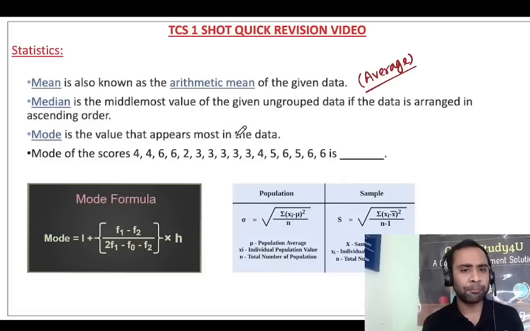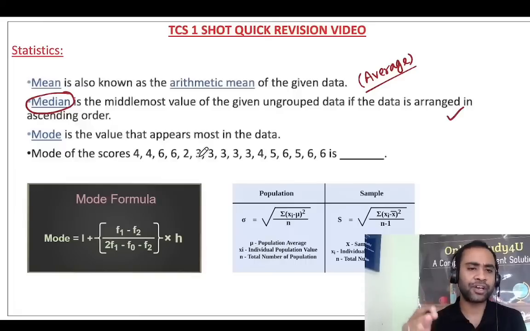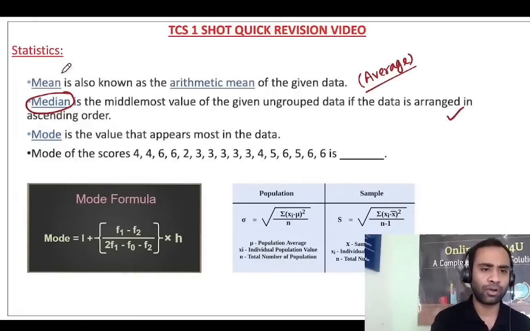So median is the middlemost value of the given ungrouped data if the data is arranged in ascending order. Whenever you have to calculate median, make sure that you first arrange them in ascending order, otherwise you will get the wrong answer, right?